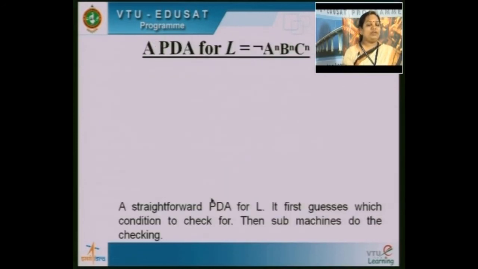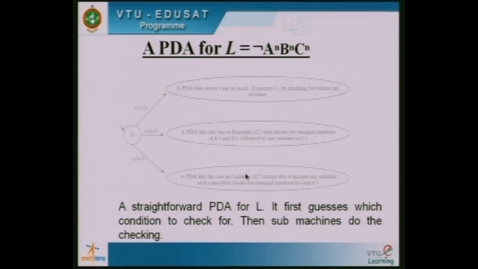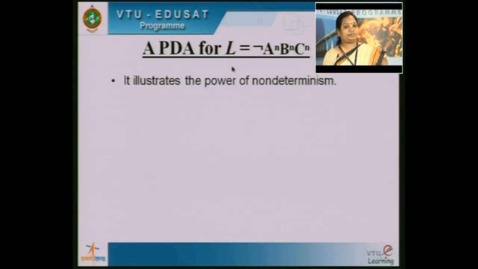When we perform the union of these, a straightforward PDA for this language first guesses which condition to check for, then the sub machine does the checking. So, once we define that for the language complement of a^n b^n c^n, we can design a PDA.